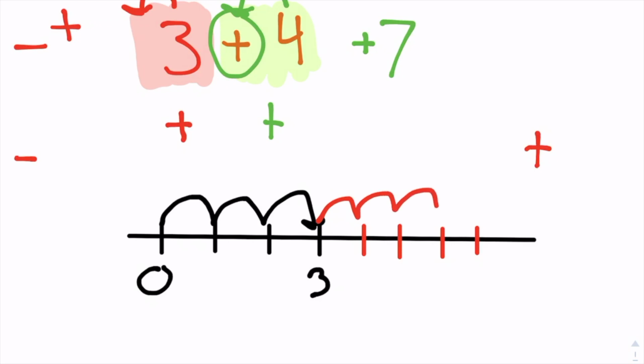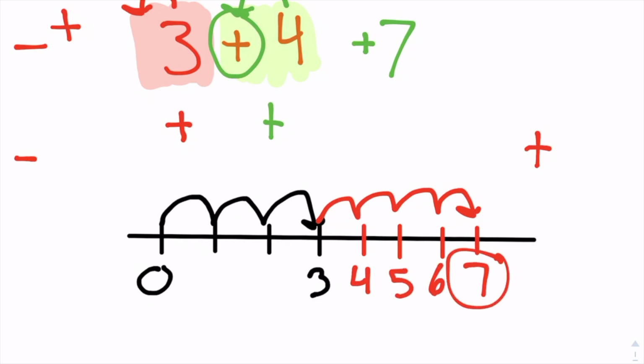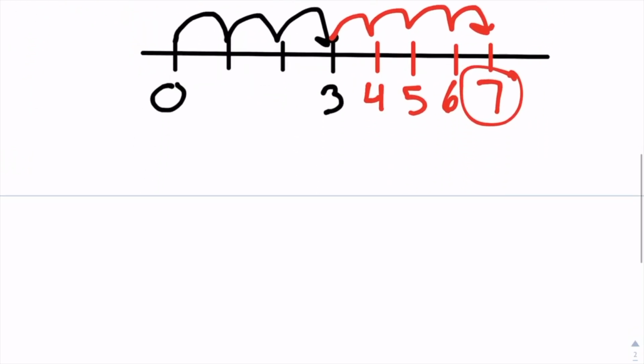1, 2, 3, 4, which would put me at 4, 5, 6, 7. So 7 would be my answer there. So let's take a look at another one.